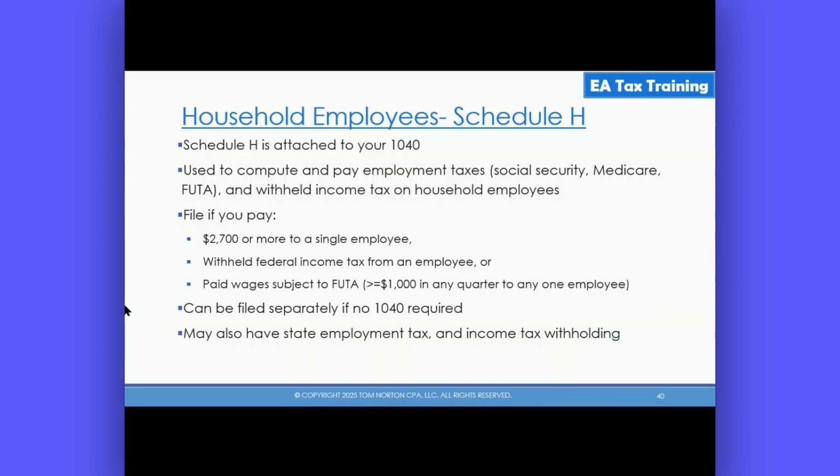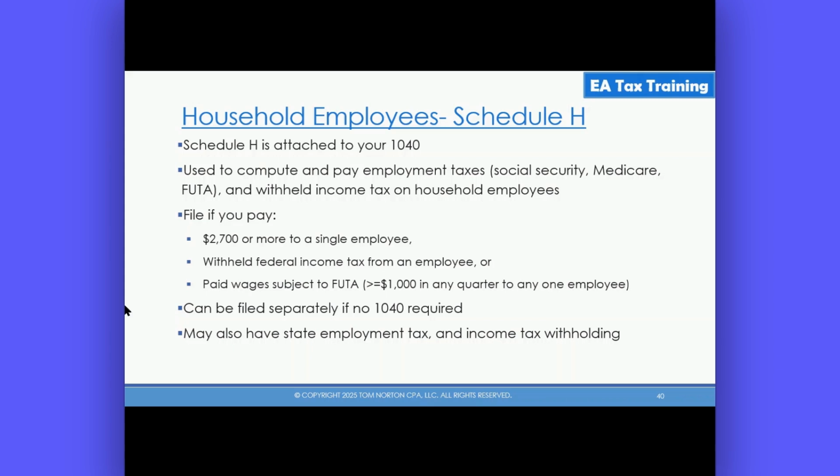So, for example, let's say you paid one employee $1,500 in one quarter. Do you have to file? Yes, you have to file a Schedule H because it is greater than $1,000. You have to pay the unemployment tax. Now, if that's all you paid during the year was $1,500 in one quarter, you do not have to issue them a W-2. You do not have to pay Medicare and Social Security tax, but you do still have to file the Schedule H and pay the federal unemployment tax.